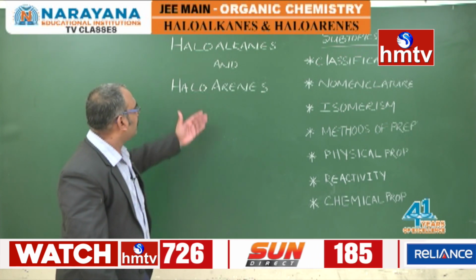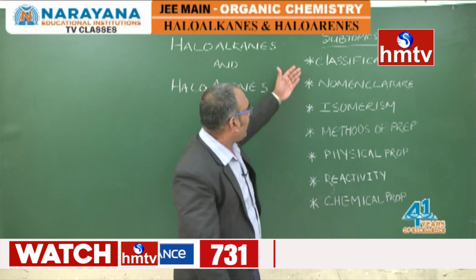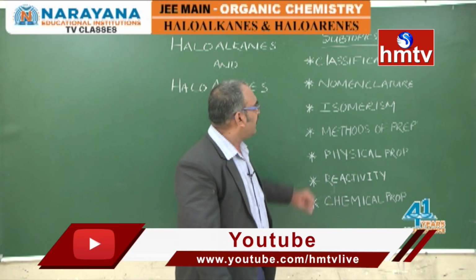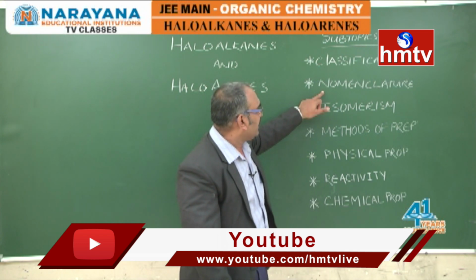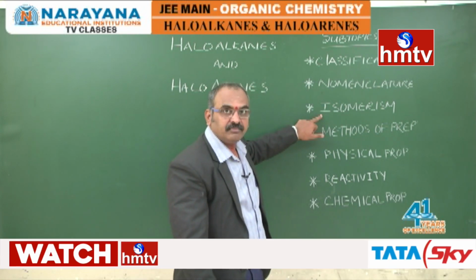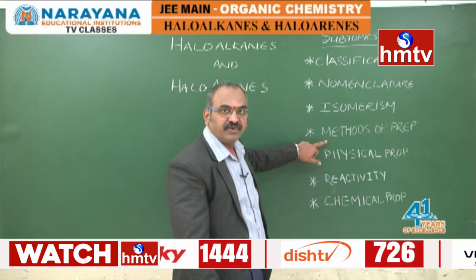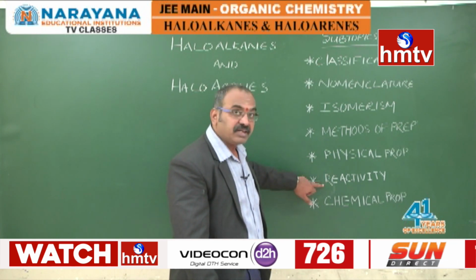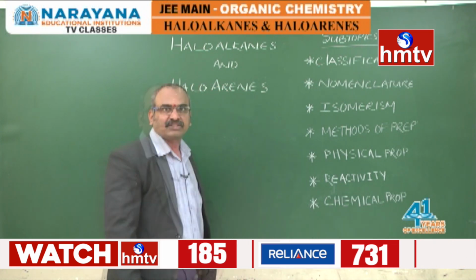This chapter is called Haloalkanes and Haloarenes. In this chapter, I am going to handle these aspects: classification of alkyl and aryl halides basing on different aspects, nomenclature of alkyl and aryl halides, isomerism in alkyl and aryl halides, methods of preparation of different alkyl and aryl halides, physical properties, reactivity of different alkyl and aryl halides, and chemical properties.